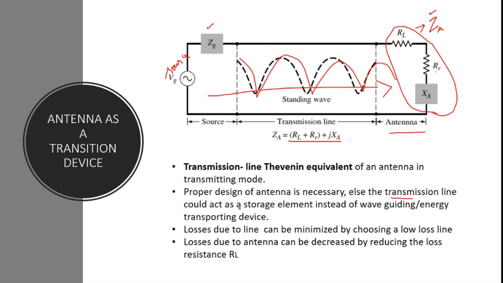The transmission line becomes a storage element where voltage keeps on accumulating instead of guiding energy from the transmission line to the antenna. So we have to ensure that this antenna is properly designed such that the standing waves are minimized and the antenna is capable of radiating energy in a proper manner. Choosing this RL, RR and XA is an important factor, because this decides whether the wave is reflected back or the wave is radiated from the antenna device that is present here, right? I hope you're clear with what I've told.